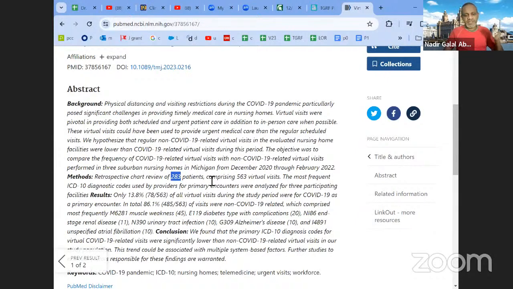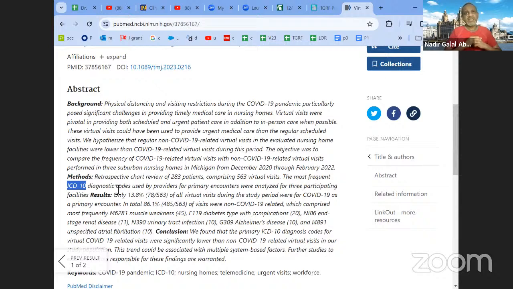These are the number of patients. Some of them might be seen a couple of times. So the total number of visits, more than 500. So they used the ICD-10 to diagnose, to see the most used encounter diagnosis for the visit.